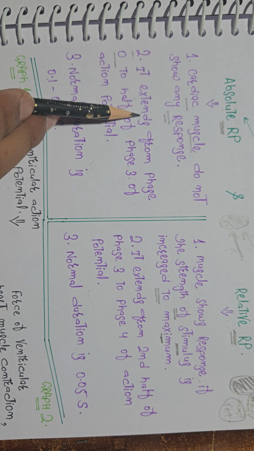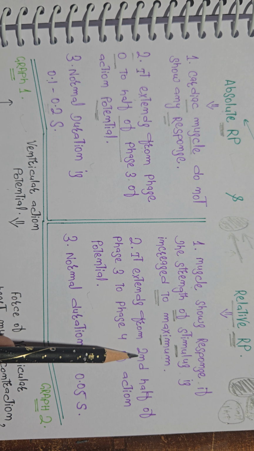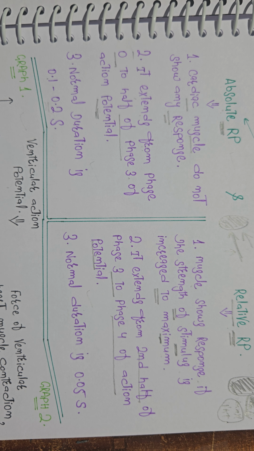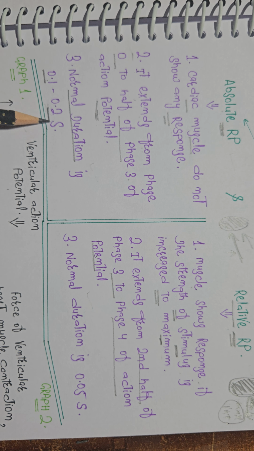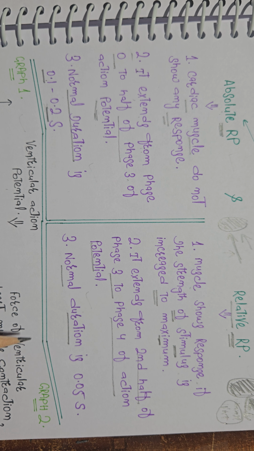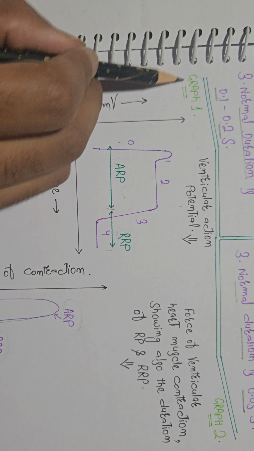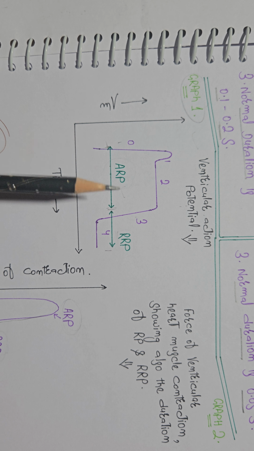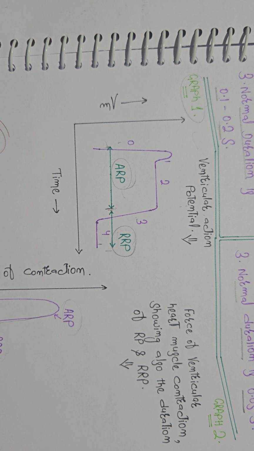Absolute refractory period extends from phase 0 to half of phase 3 of the action potential, while the relative refractory period extends from the second half of phase 3 to phase 4 of the action potential. Clear? Now we have the duration. Normal duration of the absolute RP is 0.1 to 0.2 seconds, while the normal duration of the relative refractory period is 0.05 seconds. Clearly, this graph right here is the ventricular action potential, as we can see from phase 0 to half of phase 3 is the ARP, and from the second half of phase 3 to phase 4 is the RRP. Clear?